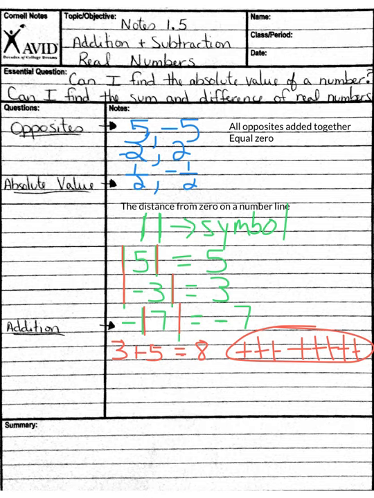We also have 3, let's try this one, plus a negative 5. And again, I like to do my plus and minus symbols. I have 3 plus signs because positive 3. I have 5 negative signs.